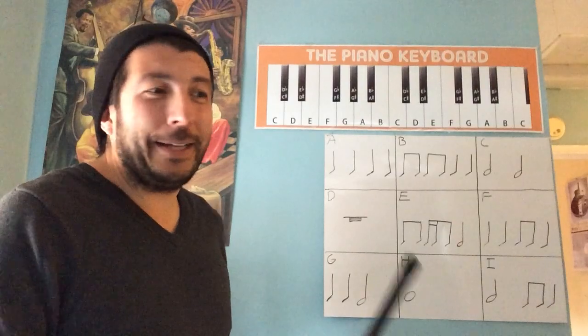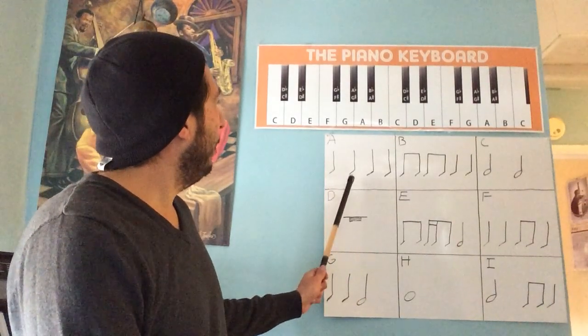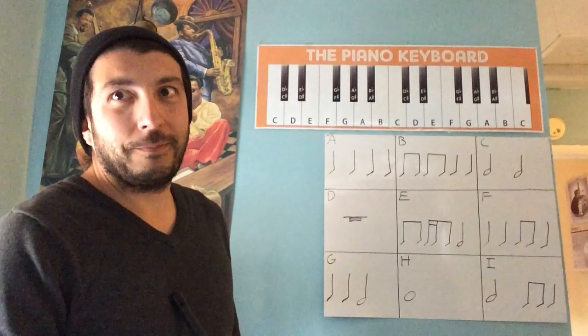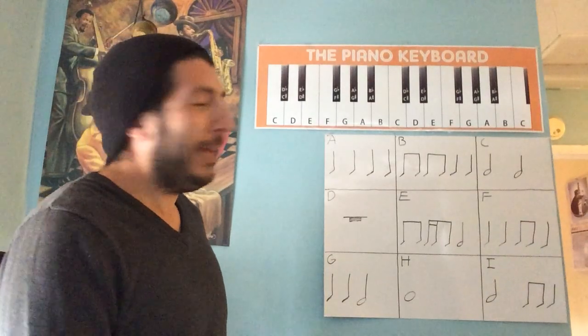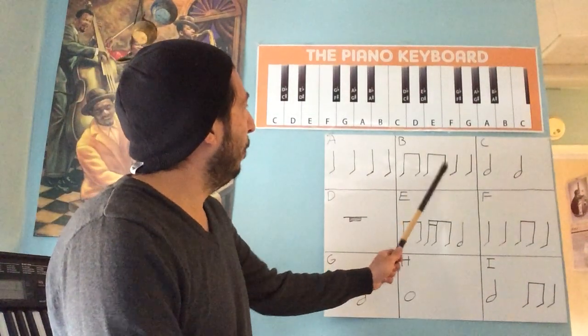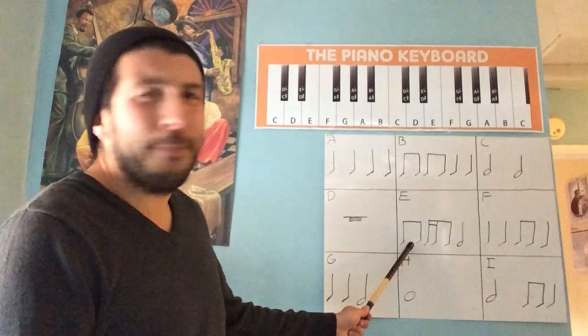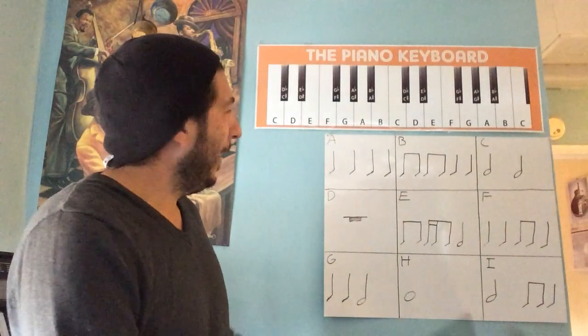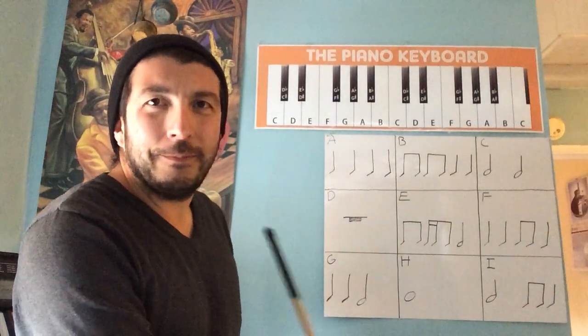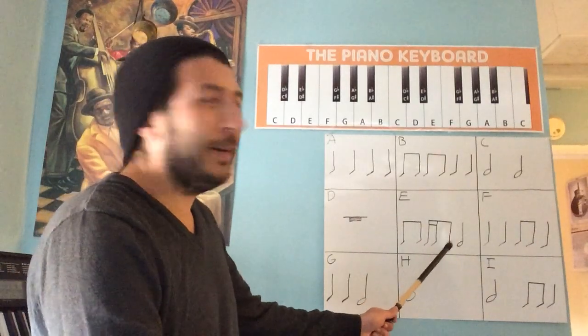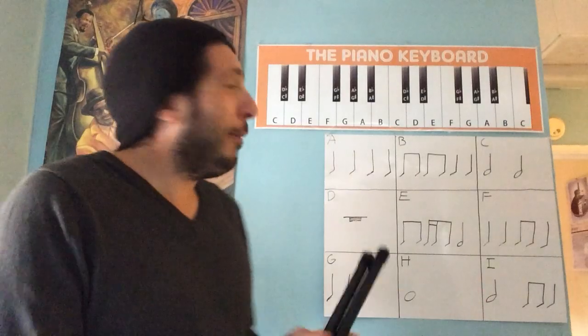Rhythm A is going to sound like this. Plum, plum, plum, plum. Rhythm B, apple, apple, plum, plum. Ooh, rhythm E is going to sound fun. Apple, coconut, plum. All right, good. So play around with these.